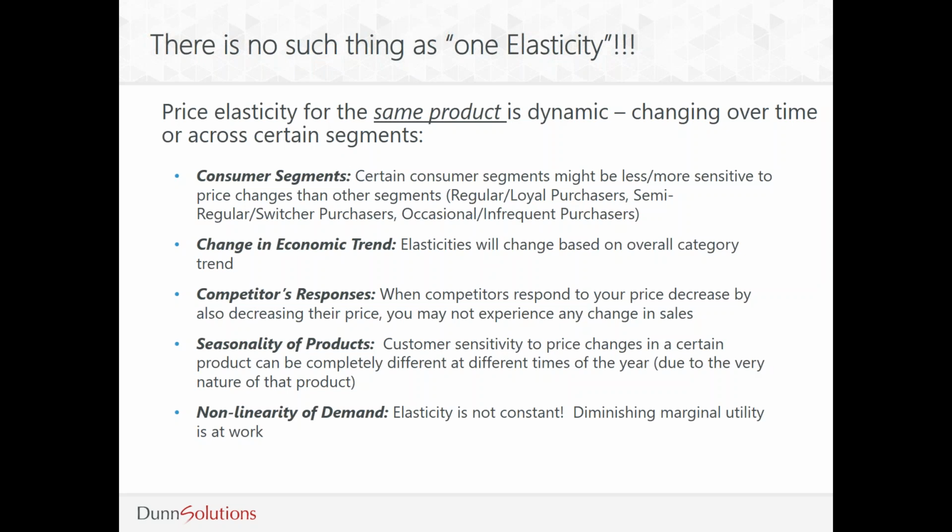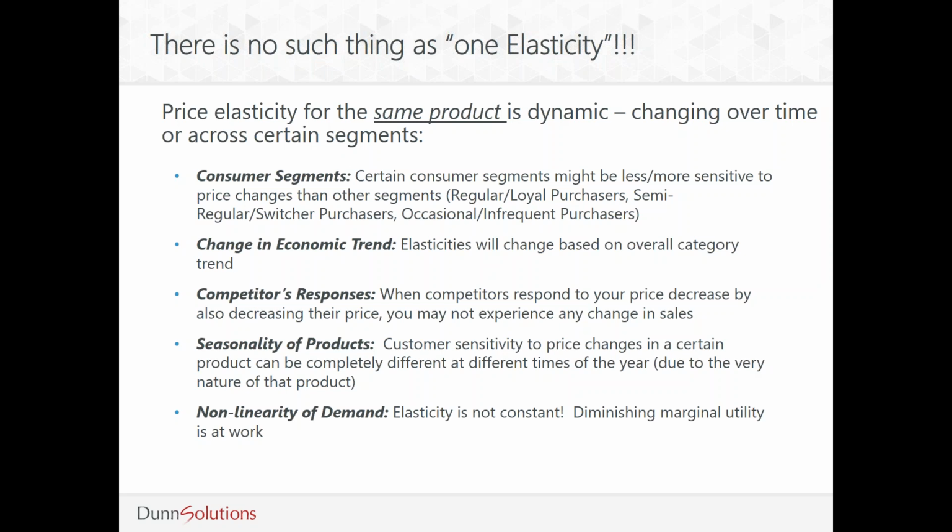So going back to our Coke example, elasticity might be different for different consumer segments. The loyal customer, the person that is really loyal to the Coca-Cola brand, may be more price insensitive and so may not care about a price increase, whereas the occasional or infrequent purchaser of Coca-Cola products might be more price sensitive, and if the price goes up, they might switch to Pepsi.